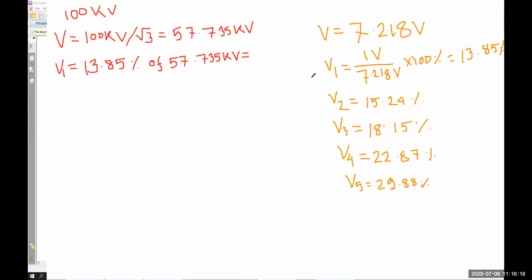What would be the result? 57.735 into 0.1385 gives 7.996. Let's say 8 kilovolt. 7.996 means actually 8 kilovolt. So what is your V2? Your V2 will be 15.224% into 57.735. Your answer is 8.798. That means 8.8.